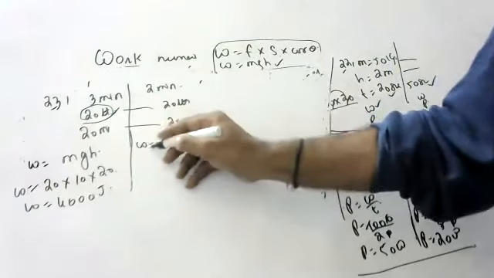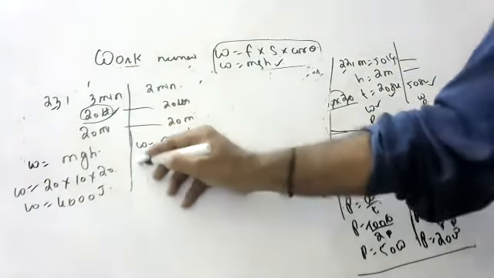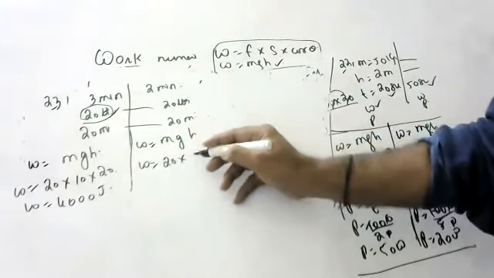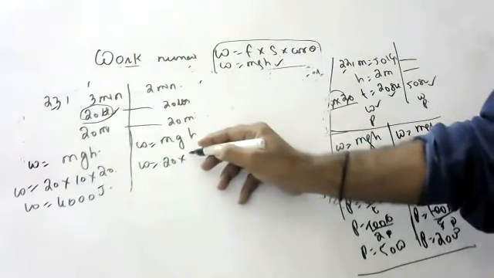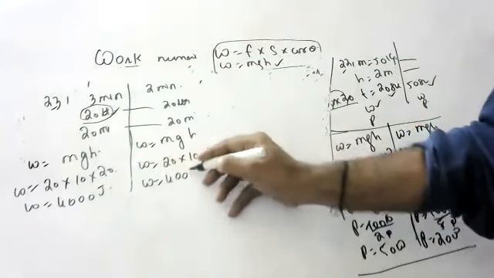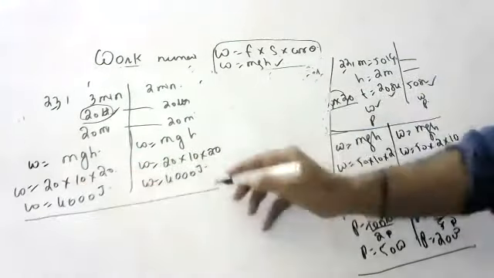Here how much? Work equals mgh, 20 into 10 into 20. Here also work equals 4,000 joules. But what is the power of each person?